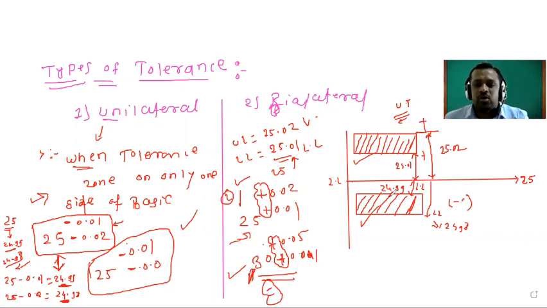Either we have to show the dimension on the positive side, or we have to show both limits on the negative side. म्हणजे जर दोन्ही लिमिट आपण पॉझिटिव्ह साइडला दाखवले असेल तर it is called the unilateral. Or again, suppose we have shown both the upper limit and lower limit on the negative side, again it will be the unilateral system. It is very simple. Understood? Yes, sir.